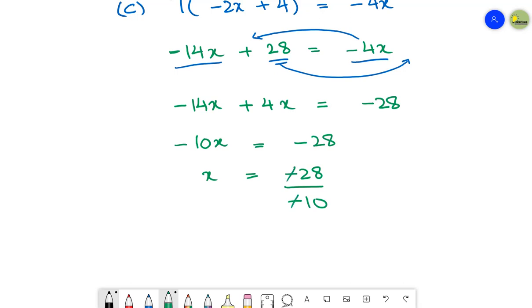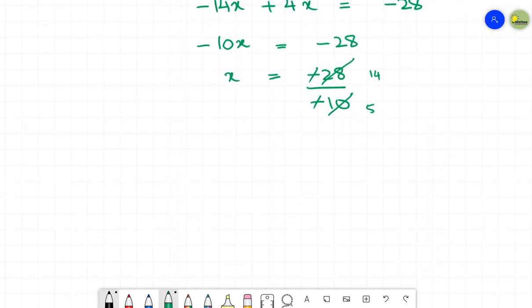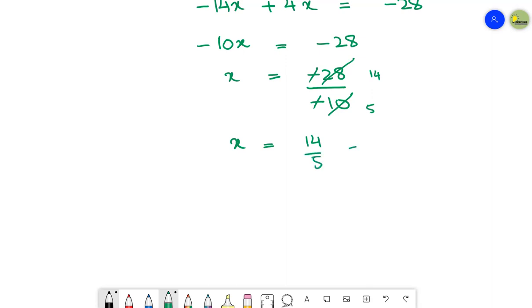Minus and minus sign will be cancelled. 5 tens are 10 and 2 ones are 2, 2 fours are 8. So 14 upon 5 is going to be the answer. x equals 14 upon 5, or if I write it in mixed fraction, 5 2s are 10 plus 4, 5 2s are 10, 10 plus 4, 14 upon 5. This is going to be the answer of part C.